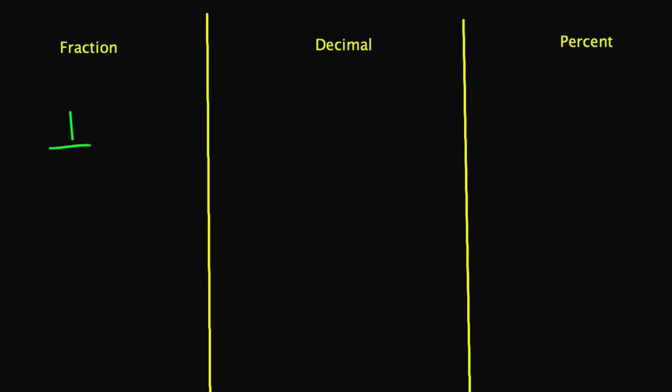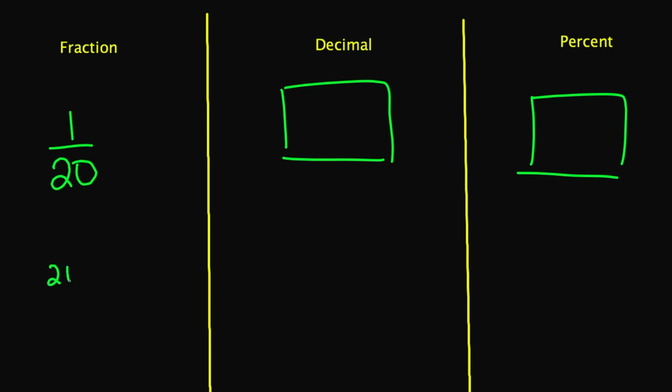What about the fraction 1 over 20? And we needed to find the decimal and the percent. So I'm going to divide 20 into 1. 20 does not go into 1. I'm going to add my 0, decimal, 0. What about 20 goes into 10? Nope, still doesn't go. It's too small. What about 20 goes into 100 now?